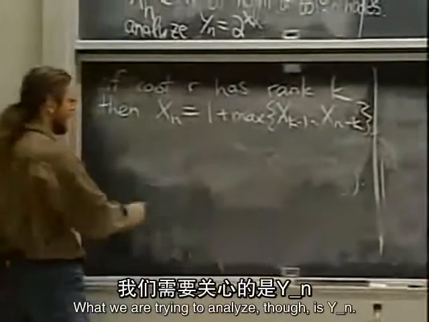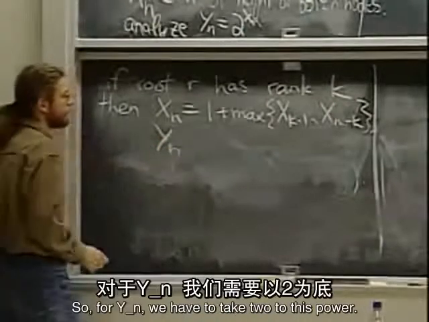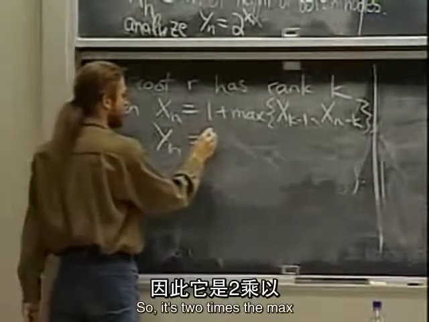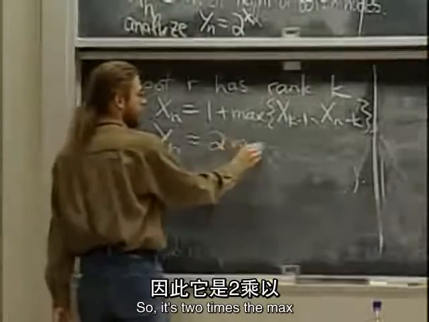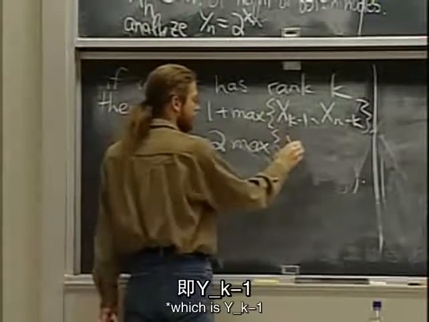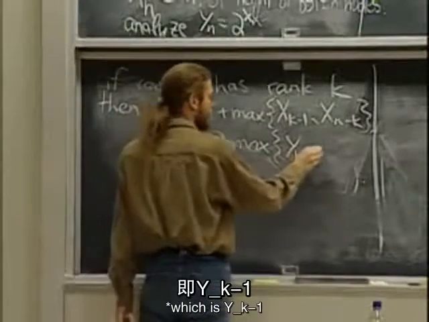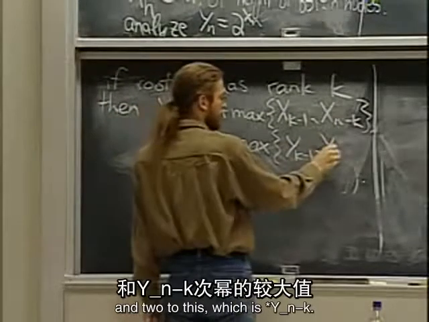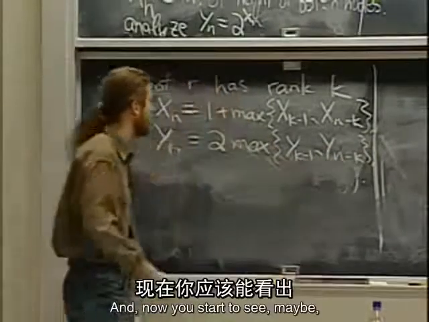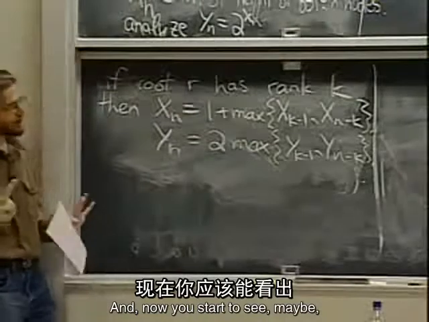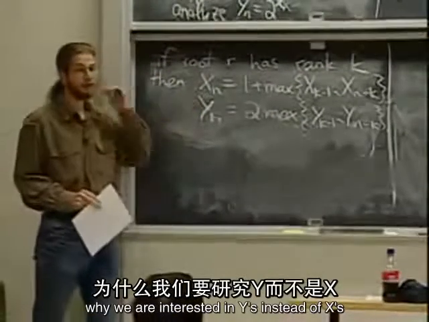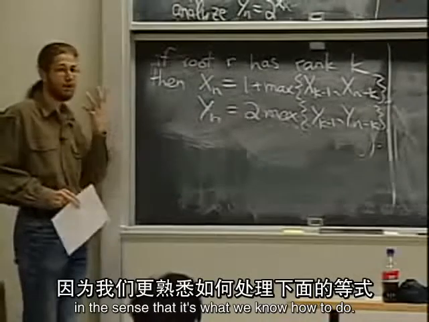What we are trying to analyze, though, is yn. So for yn, we have to take 2 to this power. So it's 2 times the max of 2 to the xk minus 1, which is yk minus 1, and 2 to this, which is yn minus k. And now you start to see maybe why we're interested in y's instead of x's, in the sense that it's what we know how to do.